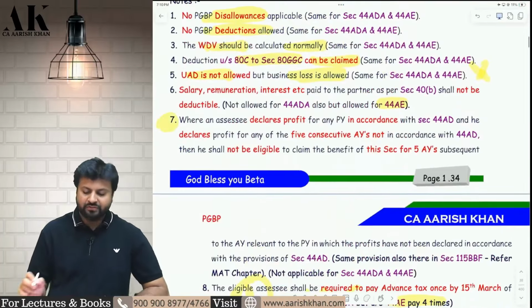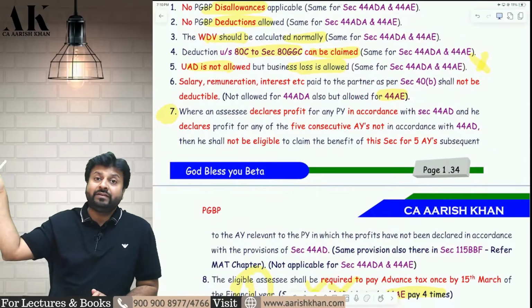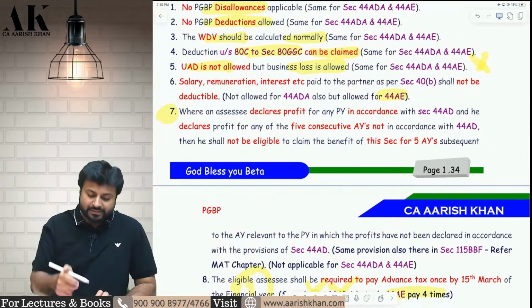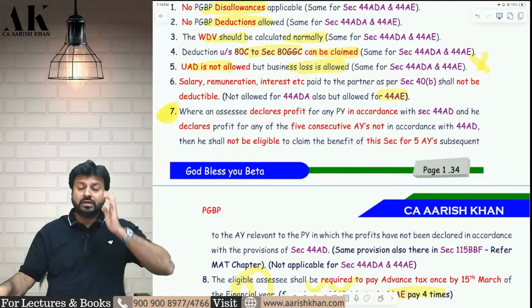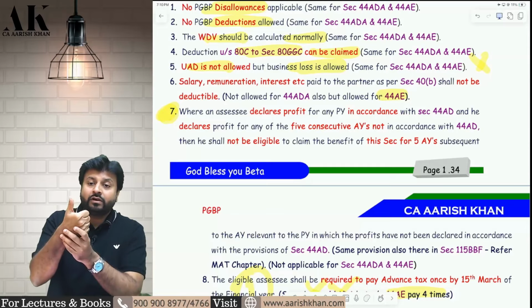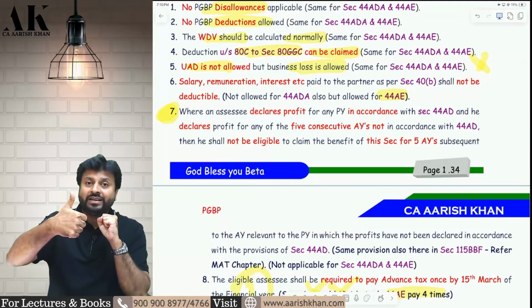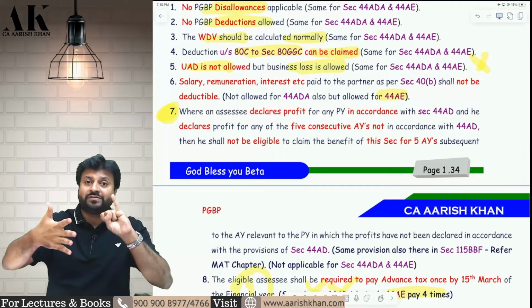And then this dangerous provision, which is applicable here, and one more time it will come under 115BBF later on in the chapter of MAD. 2 times this dangerous provision comes. What is this dangerous provision? It says that once you follow 44AD for 1 year, then you have to follow 44AD for the next 5 years.